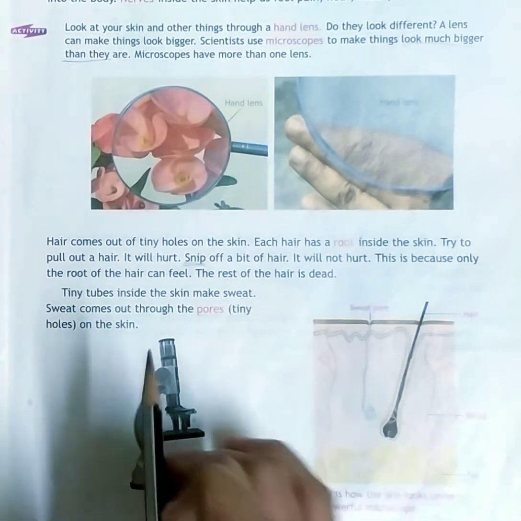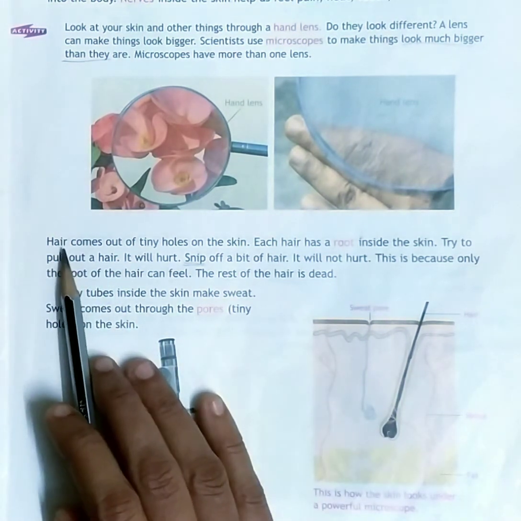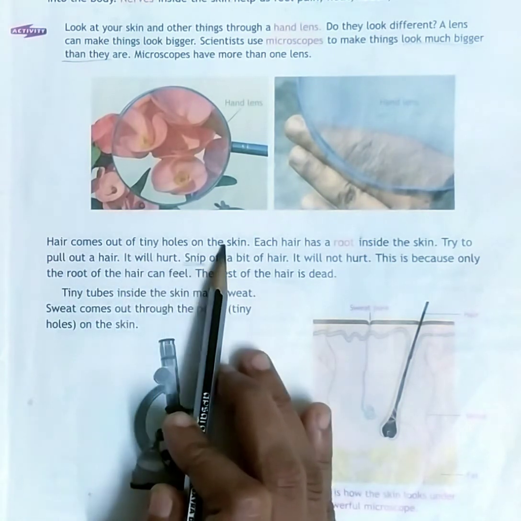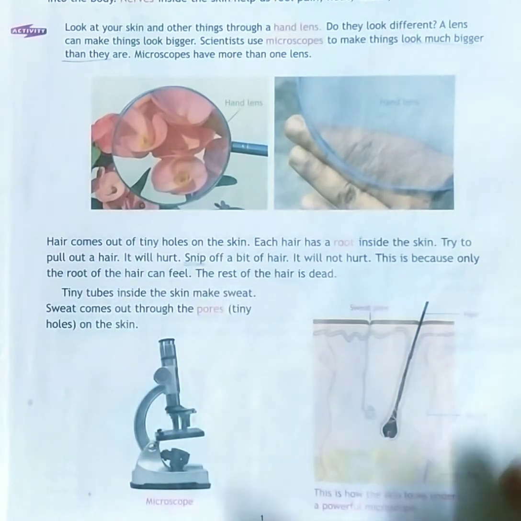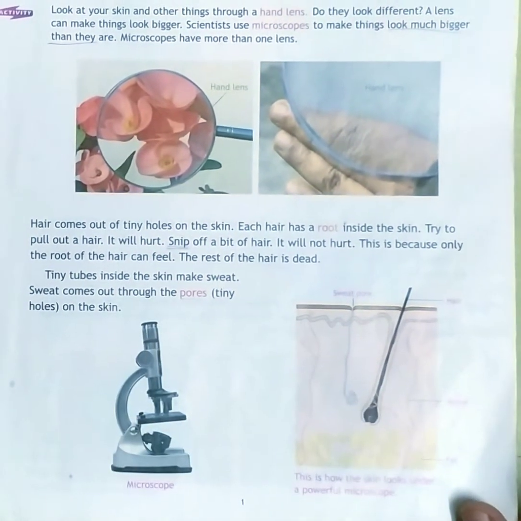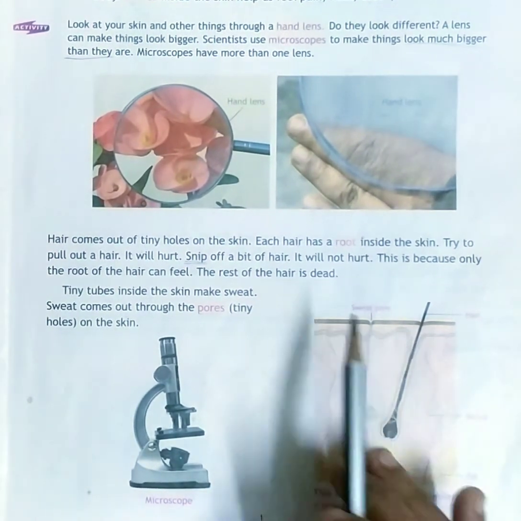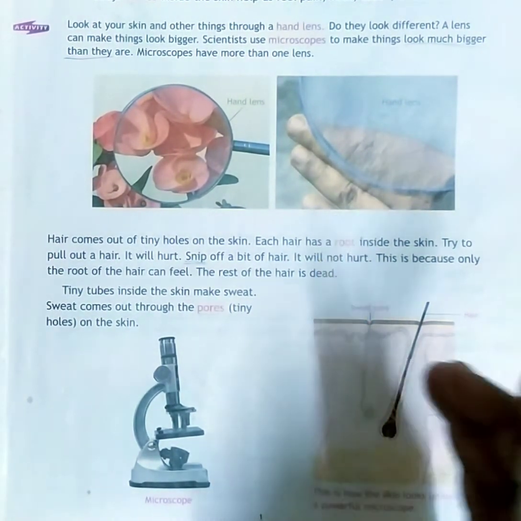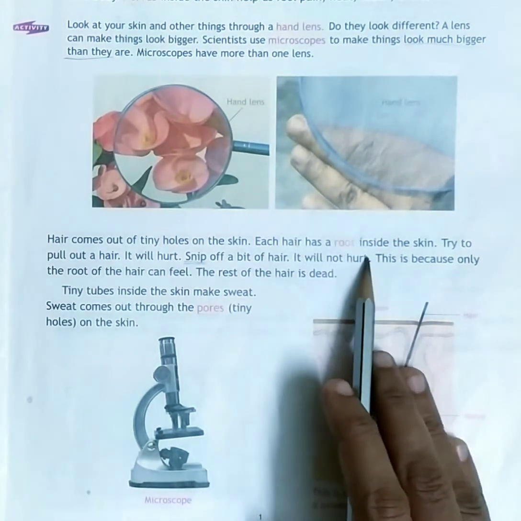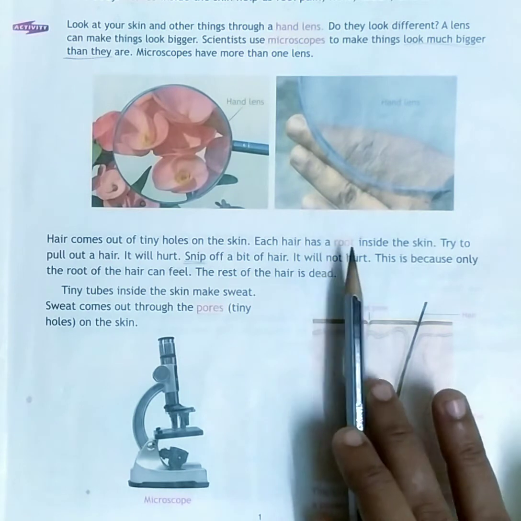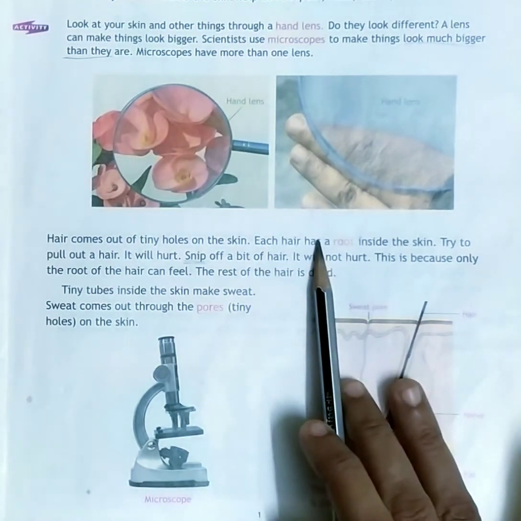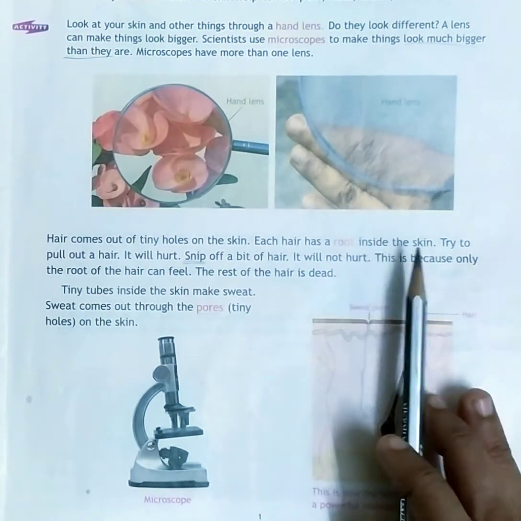Next we move on to the skin. Hair comes out of tiny holes on the skin. Where does the hair come from? Hair comes out of tiny holes on the skin. Each hair has a root. R-O-O-T, root. Each hair has a root inside the skin.